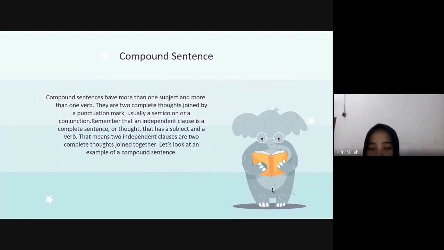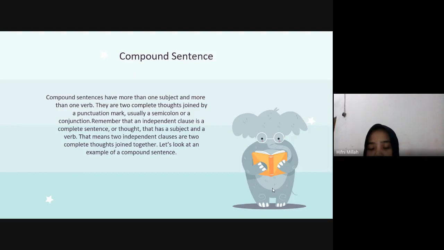Okay, thank you. Now I will explain about compound sentence. What is a compound sentence? Compound sentences have more than one subject and more than one verb. There are two complete thoughts joined by a punctuation mark, usually a semicolon or a conjunction. Remember that an independent clause is a complete sentence or thought that has a subject and a verb. That means two independent clauses are two complete thoughts joined together.